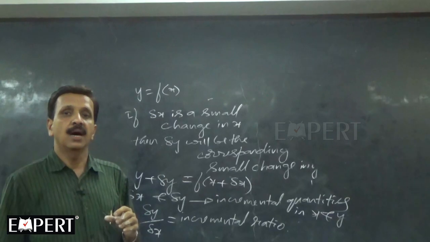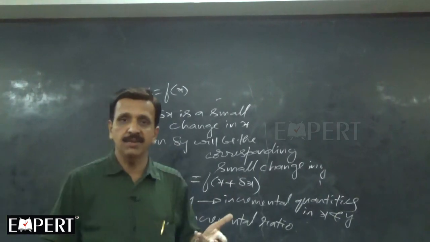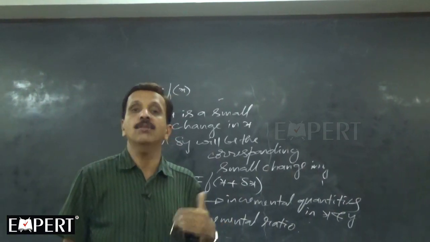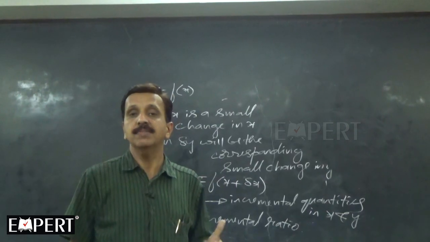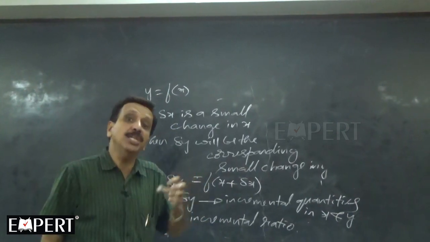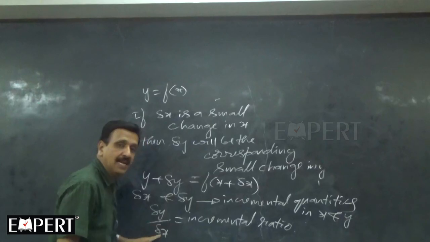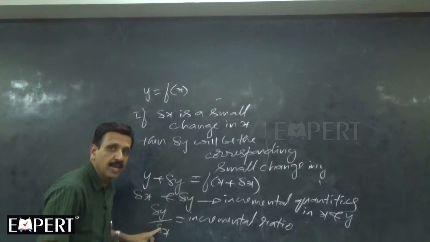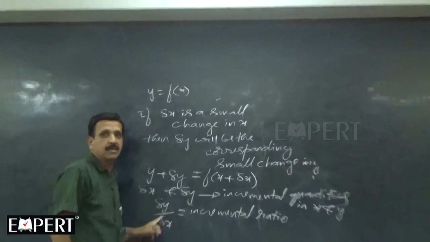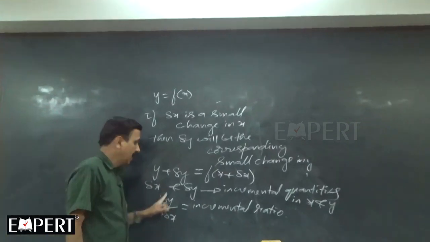which is the measure of variation, which is the derivative? It cannot be just the change in y. It must be the change in y for how much change in x. Delta y by delta x is the measure of variation. That incremental ratio is the measure of variation, delta y by delta x.